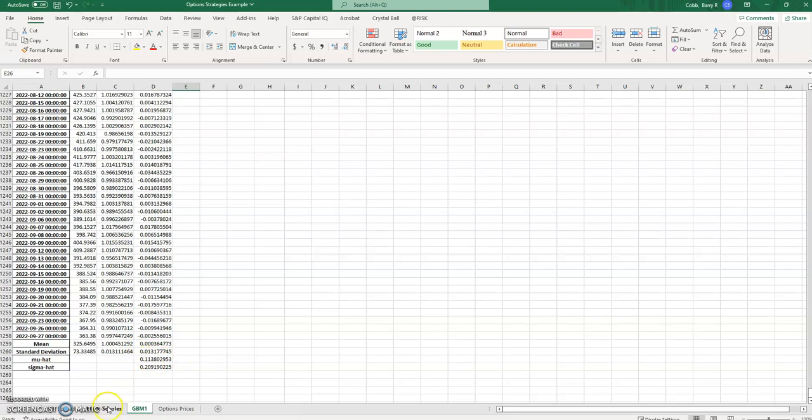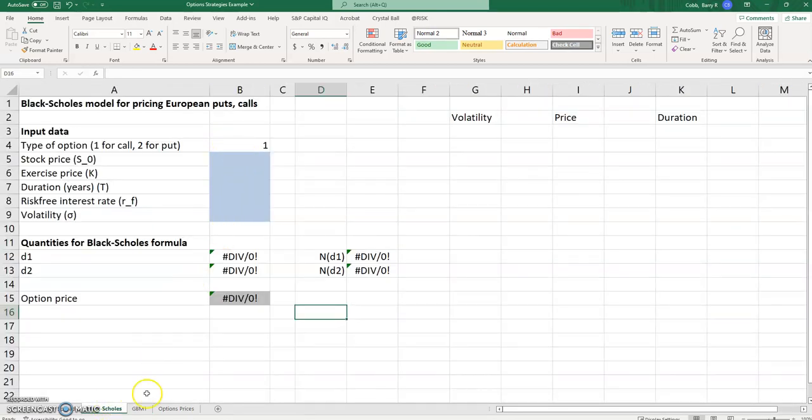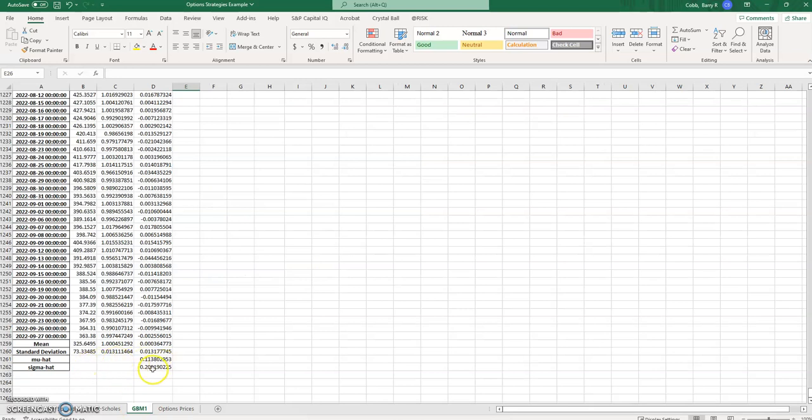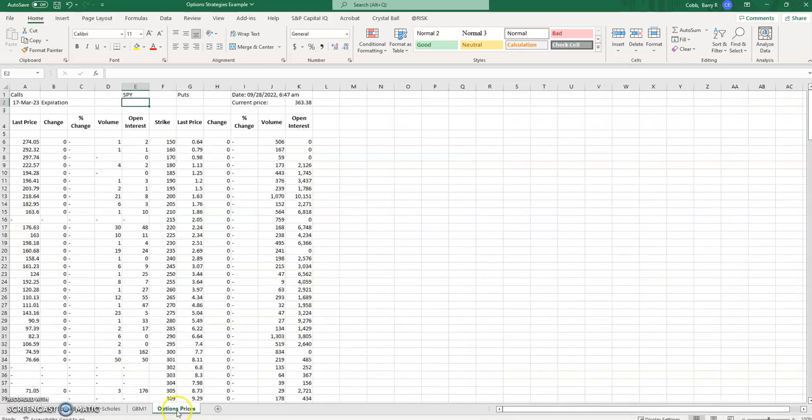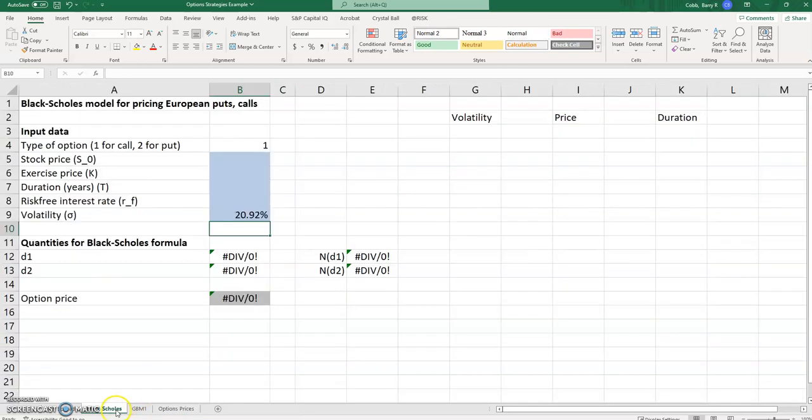So we're going to enter these in the Black-Scholes model in the Black-Scholes tab. So we've got 0.1138 as mu hat, and then we've got 0.2092 as sigma hat, and we'll enter that for the volatility. The mu hat doesn't actually go on this Black-Scholes tab. Now, at the time these options prices were downloaded, the current traded price for the SPY mutual fund was $363.38. That was just noted by going on to Yahoo Finance right at the time those option prices were obtained.